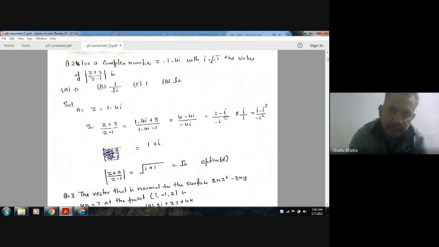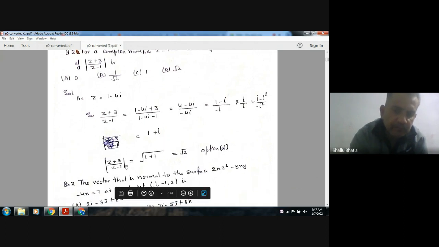Taking 4 common, 1 minus i over minus i, and multiplying by i on both, it will be i minus i squared divided by minus i squared. So this is i plus 1 and the denominator is minus 1 times minus 1, which is plus 1. So this will be 1 plus i. The complex number is 1 plus i, and its magnitude is the square root of 1 squared plus 1 squared, that is root 2. So the answer is D.